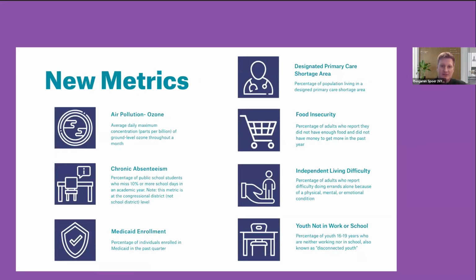So I'm going to describe a little bit of, well, a lot of the work we've done since our launch 2 years ago. One of the areas we concentrate most on is adding new metrics to the website. These are the 7 new metrics we've added since launch. I'd like to focus especially on food insecurity and Medicaid enrollment, which have been especially relevant recently, and also independent living difficulty, which is a measure of disability we recently added in our end of February data release. Next slide, please.